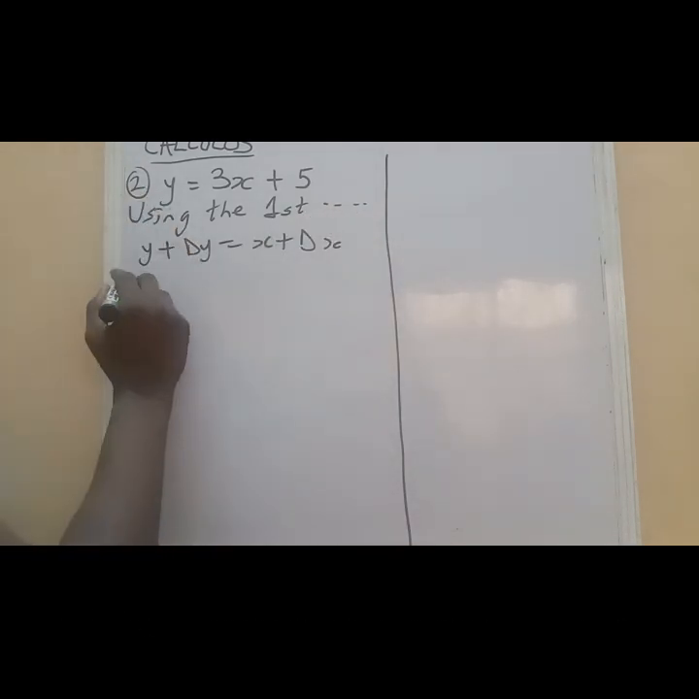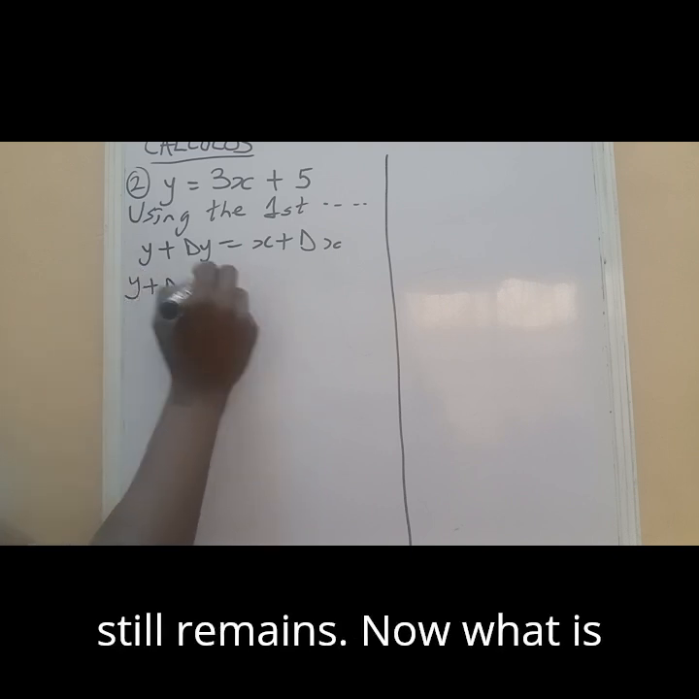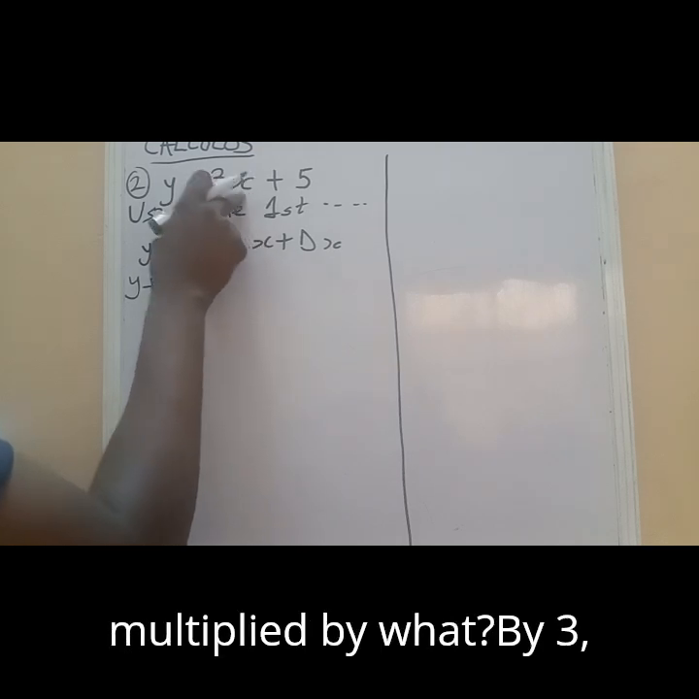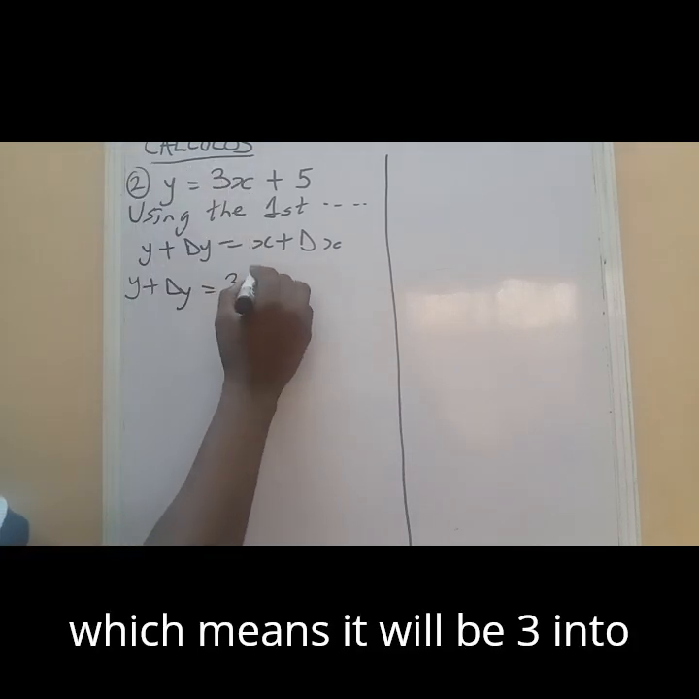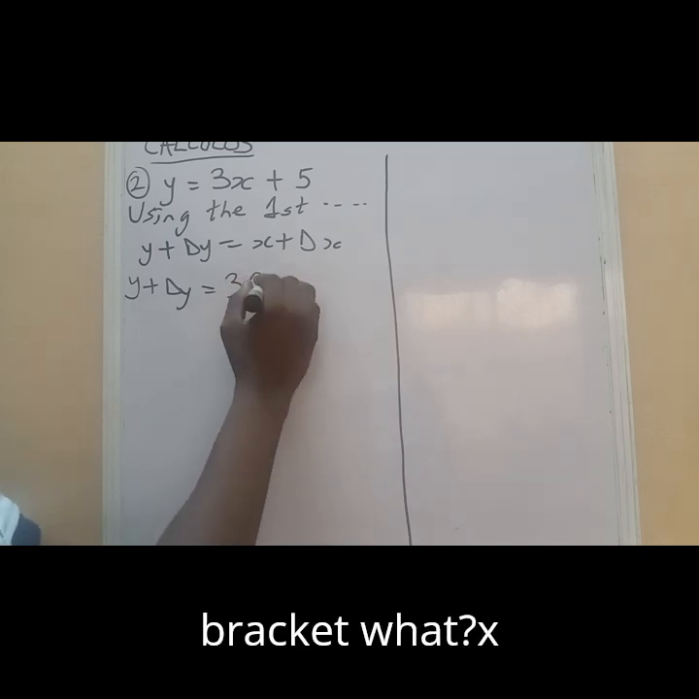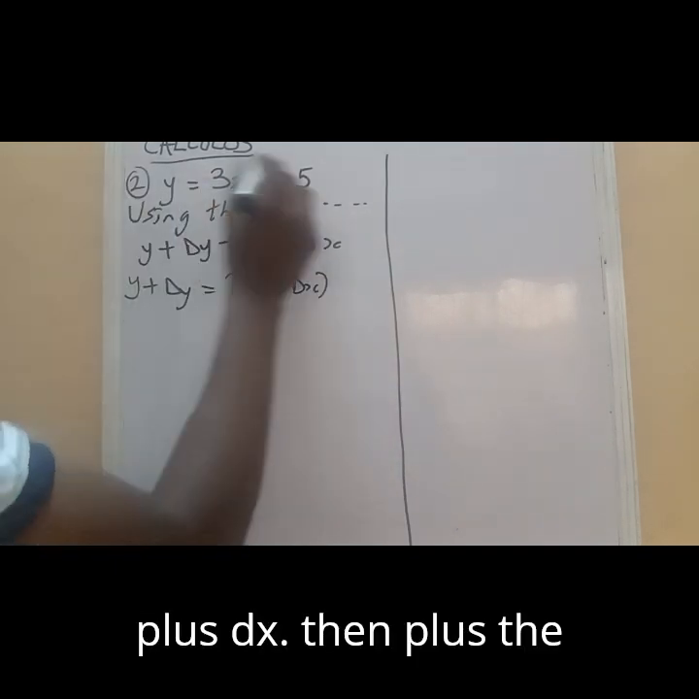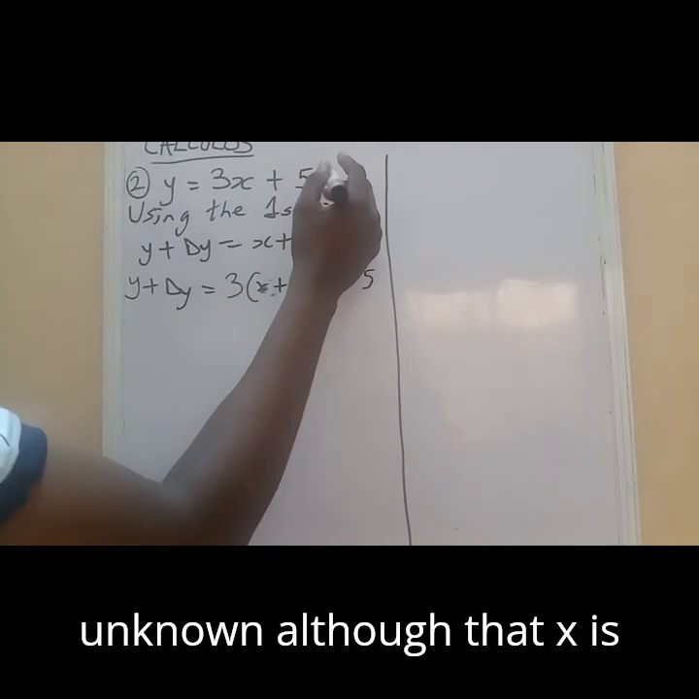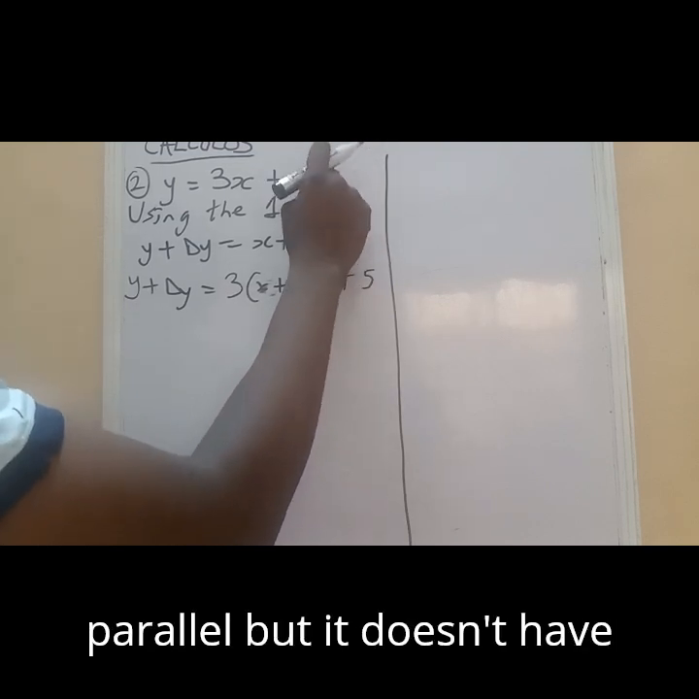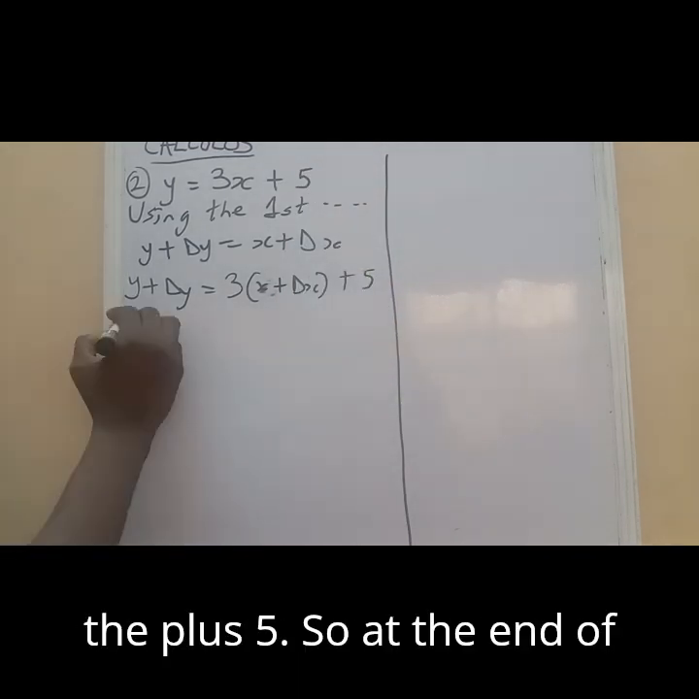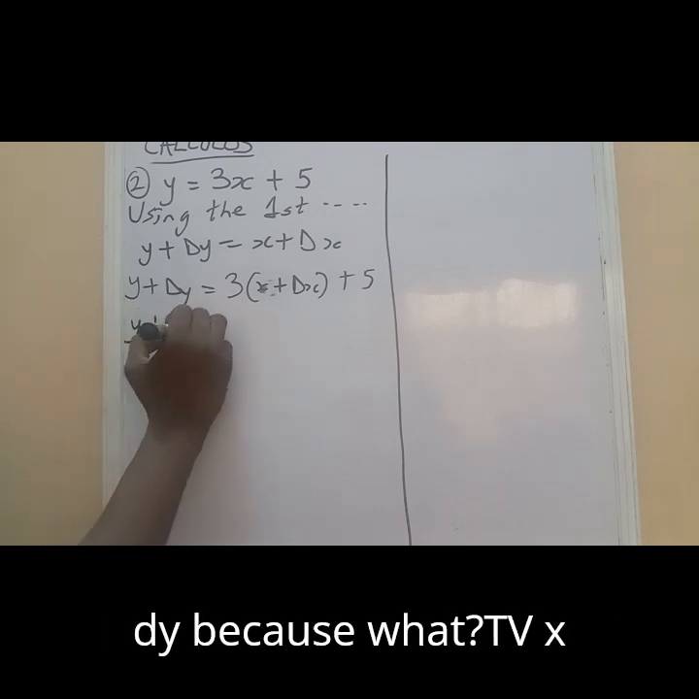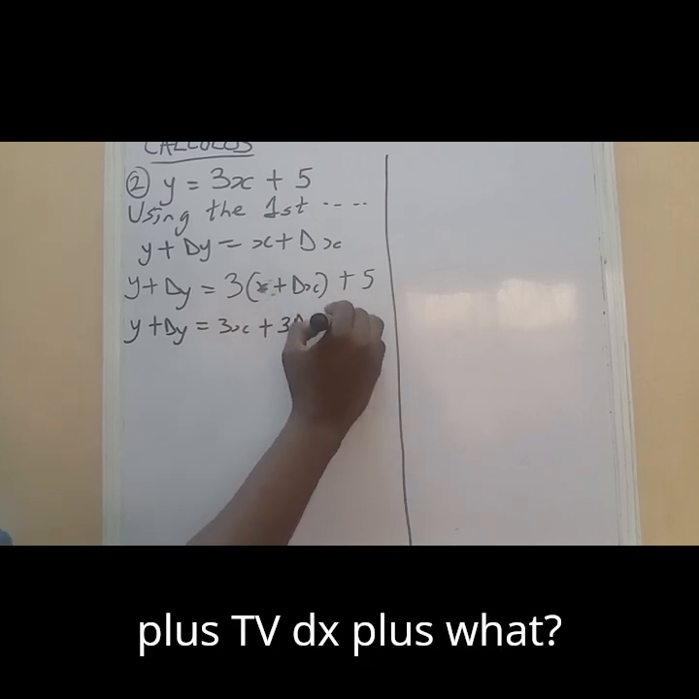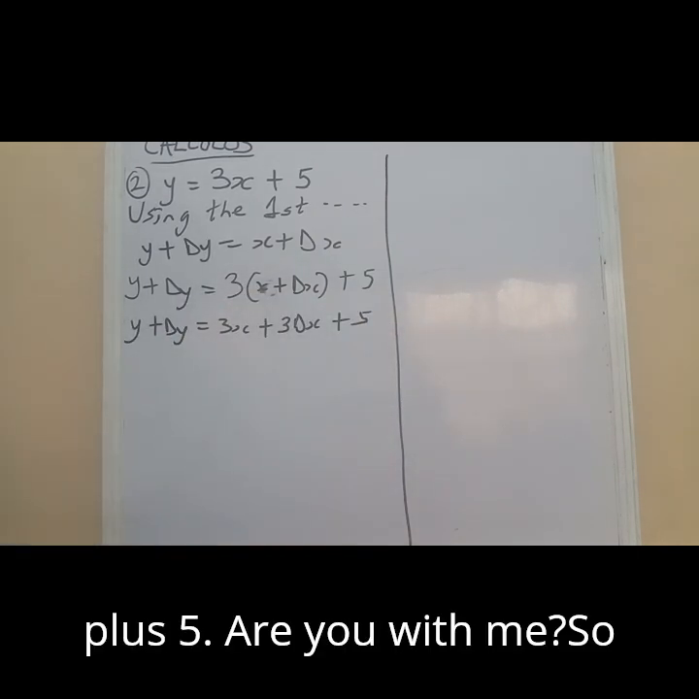Now, when you do this, your y plus dy still remains. Now, what is your x? Your x is not standing on its own. It is being multiplied by 3. Which means it will be 3 into bracket x plus dx, then plus the last one, plus 5. Because 5 does not have x, we can still put the plus 5. So at the end of the day, you have y plus dy equals 3x plus 3 dx plus 5. Are you with me?